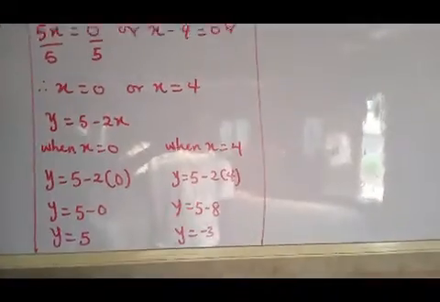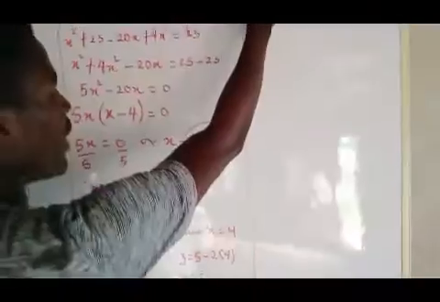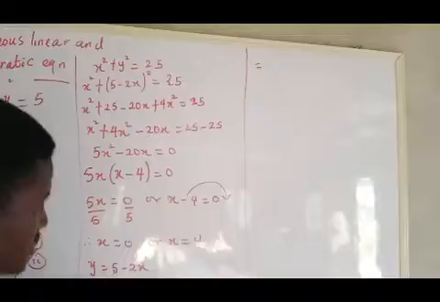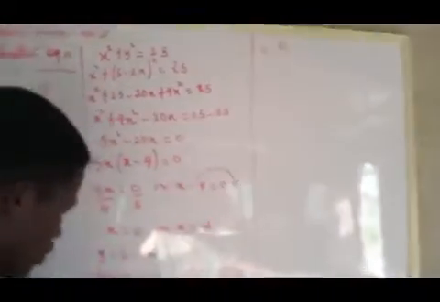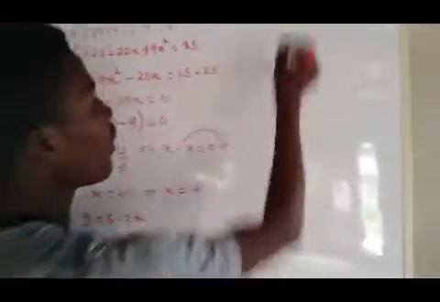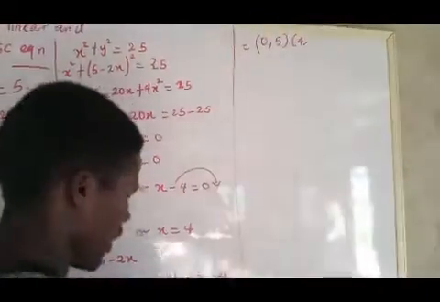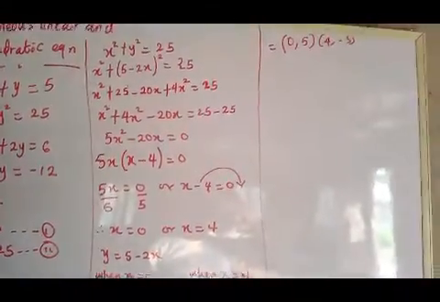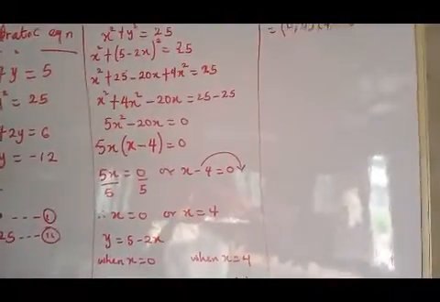y equals minus 3. So you can write your final answer like this: when your x is 0, your y is 5, and when your x is 4, your y is minus 3. So that is that on the first example. Let's go to the second example now.